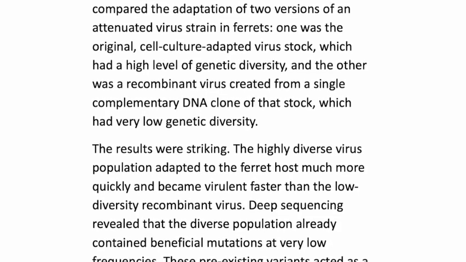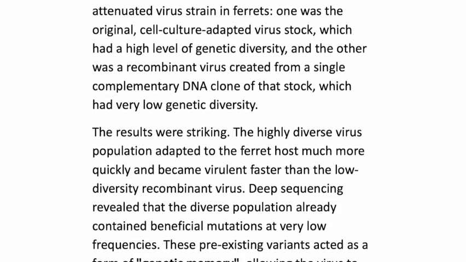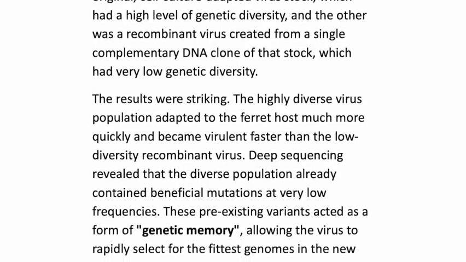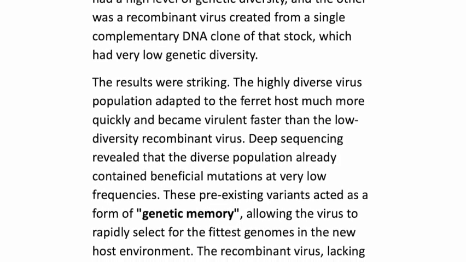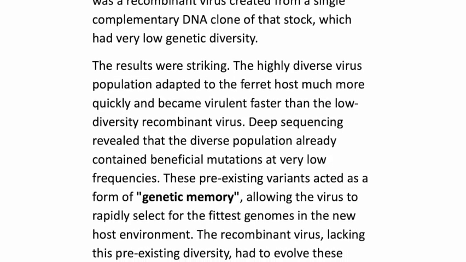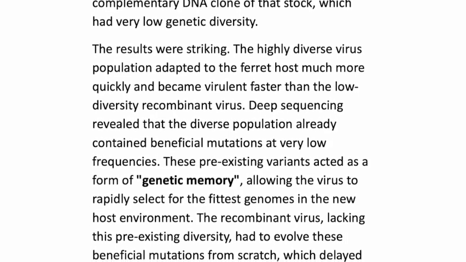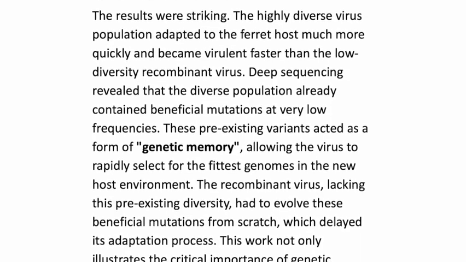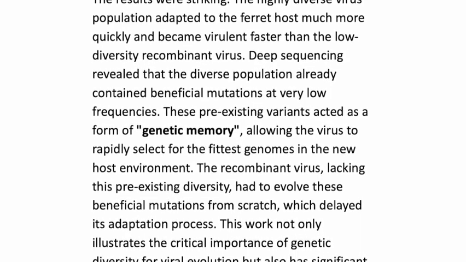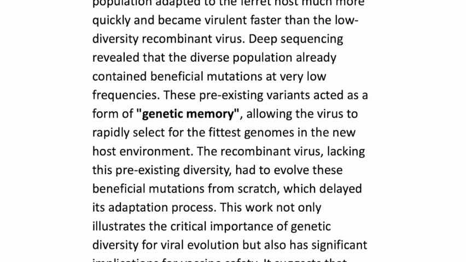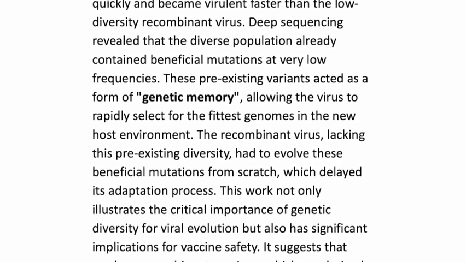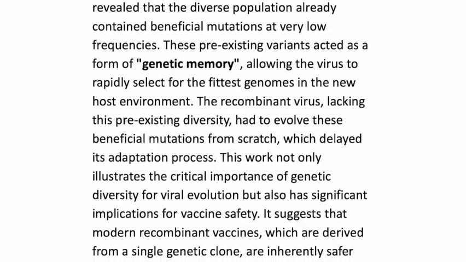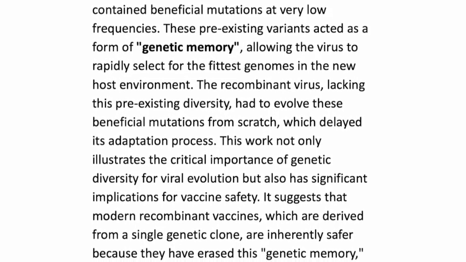The results were striking. The highly diverse virus population adapted to the ferret host much more quickly and became virulent faster than the low-diversity recombinant virus. Deep sequencing revealed that the diverse population already contained beneficial mutations at very low frequencies. These pre-existing variants acted as a form of genetic memory, allowing the virus to rapidly select for the fittest genomes in the new host environment. The recombinant virus, lacking this pre-existing diversity, had to evolve these beneficial mutations from scratch, which delayed its adaptation process.